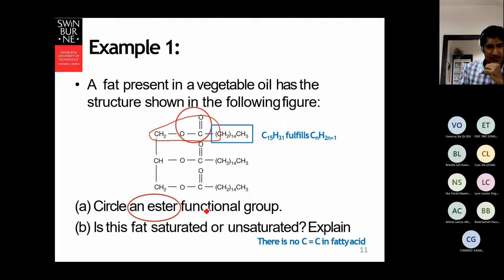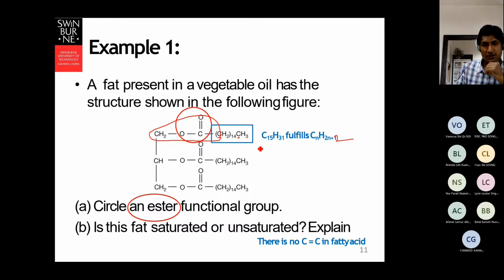Is this fat saturated or unsaturated? Will there be any carbon-carbon double bond in between them? Because we see how many carbons are there? 14 plus 1, 15 carbons. And then hydrogen is 14 times 2, 28, plus 3, 31. So does it fulfill CnH2n+1? Why is it not 2?